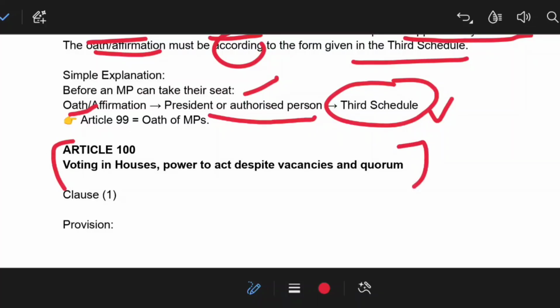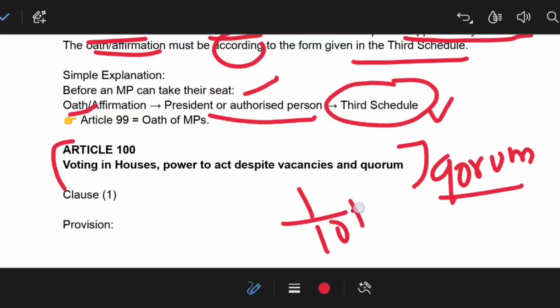Article 100 and the last for today. Clear? Now, Article 100 is talking about the voting in houses or power of the houses. Clear? I mean, it is generally talking about the quorum. Quorum should be 1 by 10th of the strength.